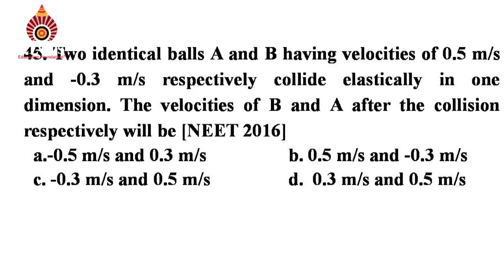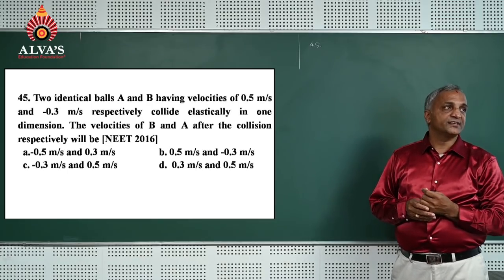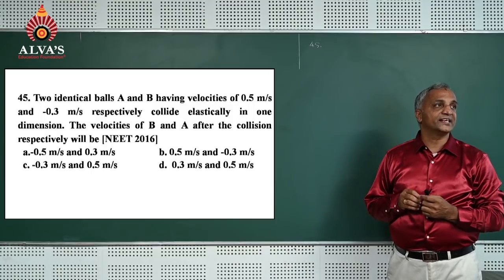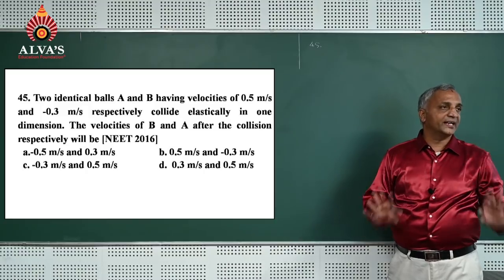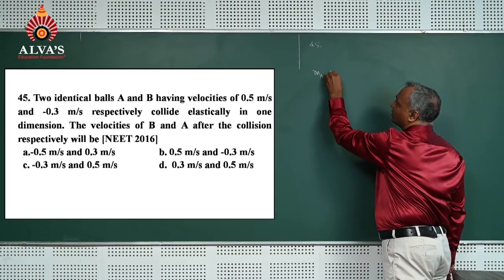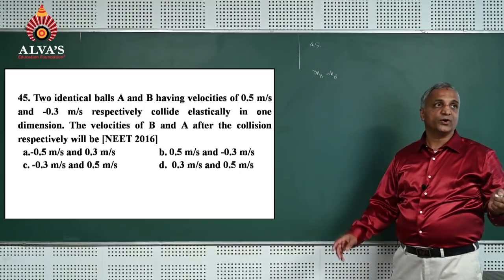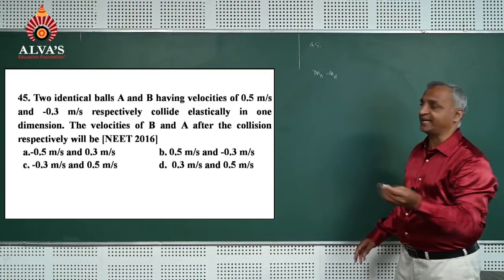Question number 45. Two identical balls A and B having velocities of 0.5 meter per second and minus 0.3 meter per second respectively collide elastically in one dimension. The velocities of B and A after collision respectively. See, it is very clearly given. Two identical balls means the mass of A will be equal to mass of B. And so, if they meet elastically, then the velocities will be exchanged.